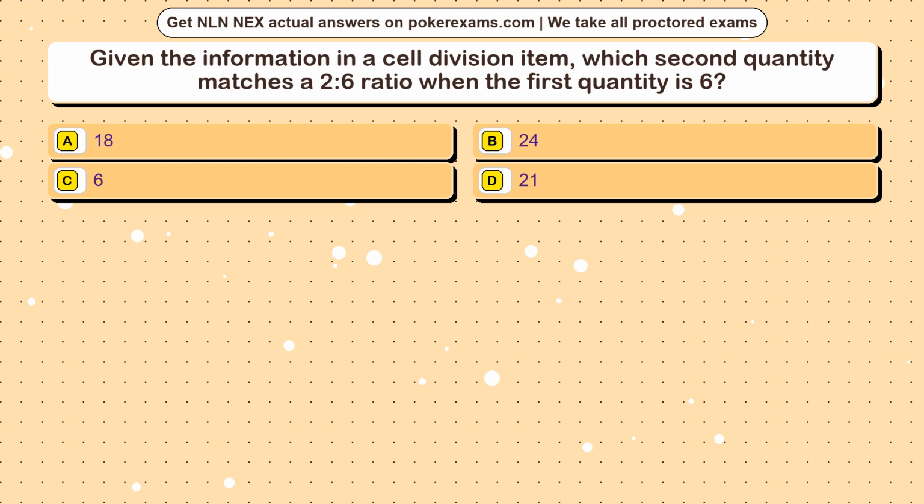first quantity is 6? Option A, 18. Option B, 24. Option C, 6. Option D, 21.